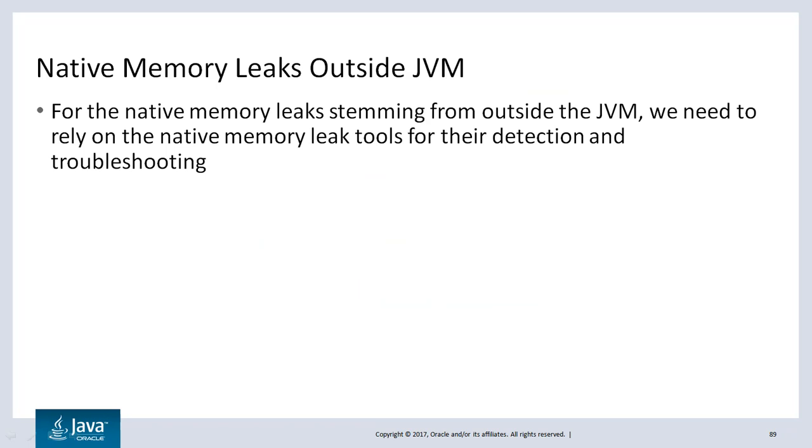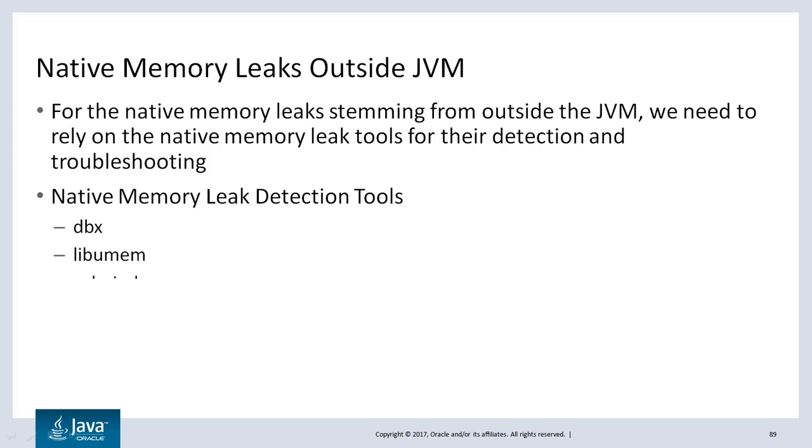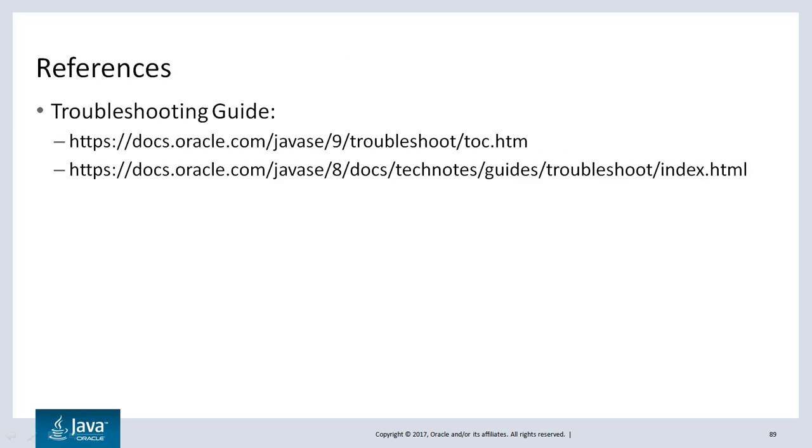For the native memory leaks stemming from outside the JVM, we need to rely on the native platform's memory leak tools for their detection and troubleshooting. Native tools such as dbx, libumem, valgrind, Purify, etc. can rescue us in dealing with the outside-JVM native memory leaks. For more information on how to troubleshoot various issues that might occur with our Java applications, please refer to the Java troubleshooting guides. The links to the JDK 8 and 9 troubleshooting guides are shown here.